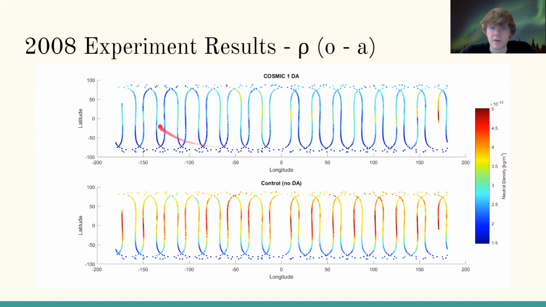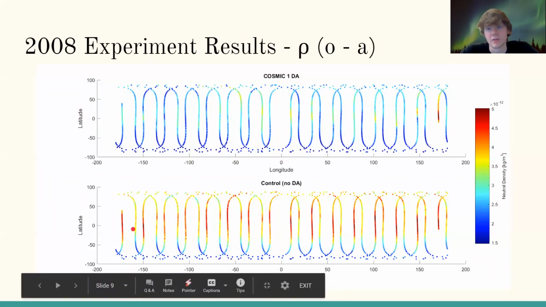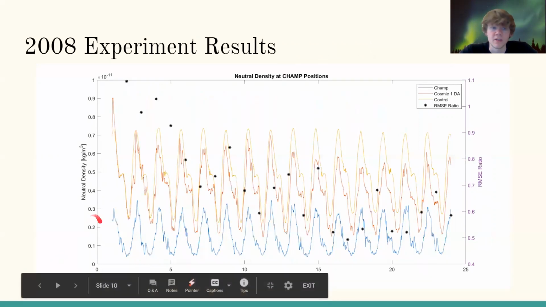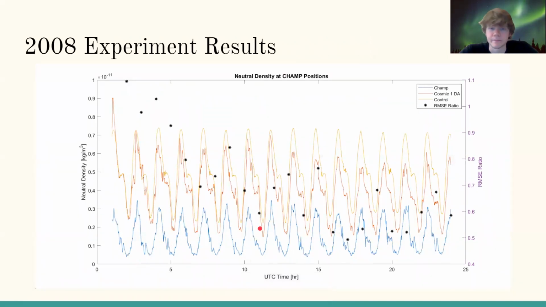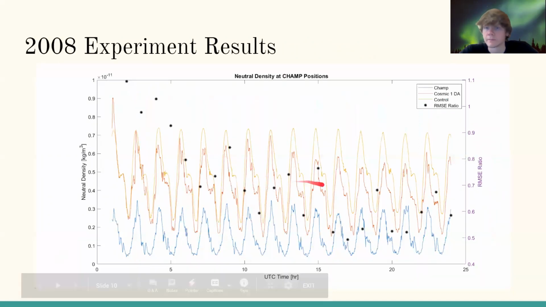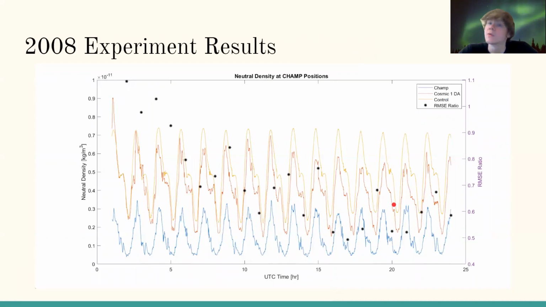And you can easily see that in the top graph, where COSMIC1 data was assimilated, we see much lower errors versus the control where no data assimilation was performed. Now in this chart, we can also see the results of CHAMP neutral densities over time. We can see the true neutral density in blue at the bottom. And as we can see, the red, where we assimilated COSMIC1 data, becomes closer and closer to the true value, as well as we see that the RMS error ratio between with and without data assimilation is reducing over time.